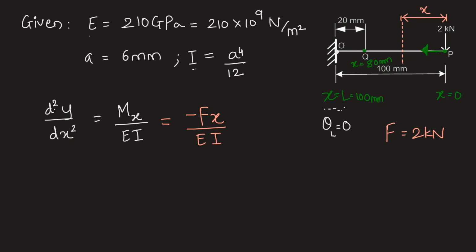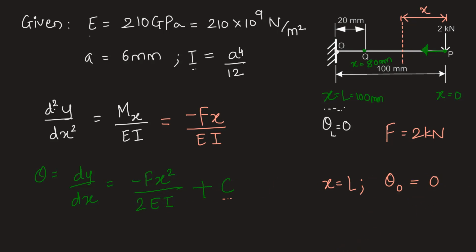In order to get the slope, we will integrate this equation once. So theta, that is the slope, dy by dx is equal to, integrating the right hand side, minus F into x square by 2EI, because F, E and I are all constant values, plus the constant of integration C. In order to obtain this constant of integration, we'll use the boundary conditions. At x equal to L, there is a fixed support, so slope is 0. Hence we can write theta at O is equal to 0.